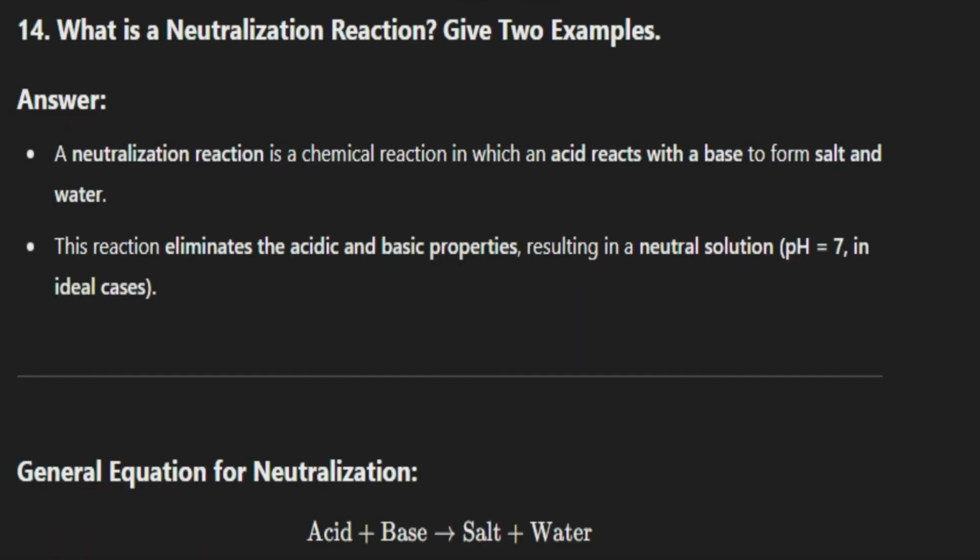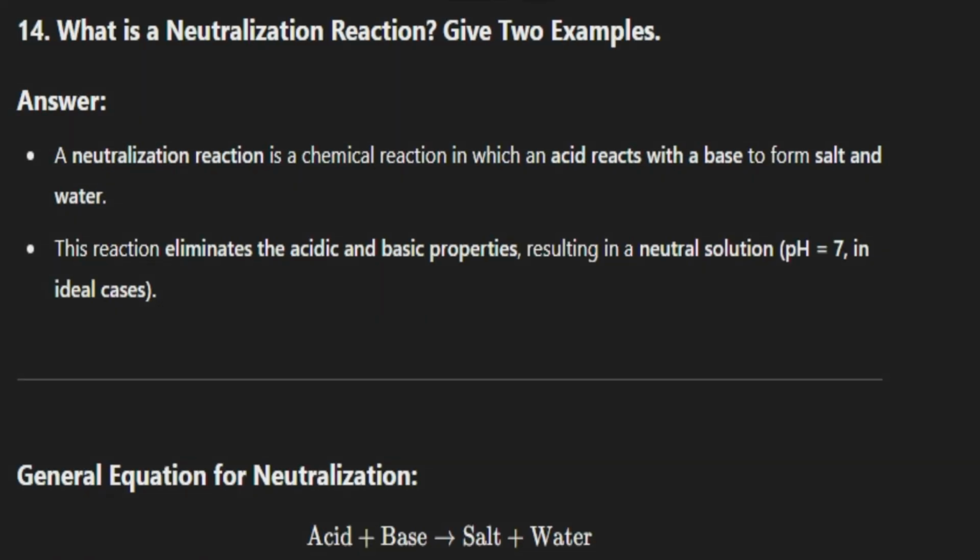14. What is a neutralization reaction? Give 2 examples. Answer. A neutralization reaction is a chemical reaction in which an acid reacts with a base to form salt and water. This reaction eliminates the acidic and basic properties, resulting in a neutral solution, pH equals 7 in ideal cases. General equation for neutralization. Acid plus base gives salt plus water.